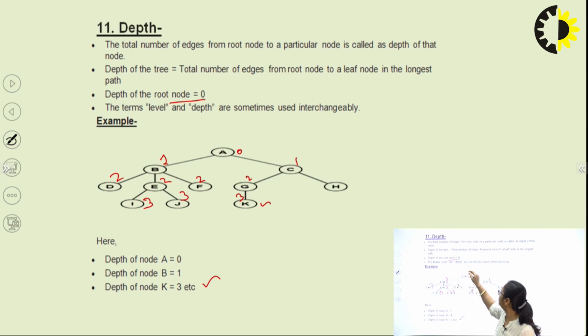The terms level and depth are sometimes used interchangeably, because level starts from 0 and moves one level at a time. Here depth starts from 0 and moves one step in the downward direction. Because the methods to calculate level and depth are equal, we can use level and depth interchangeably.